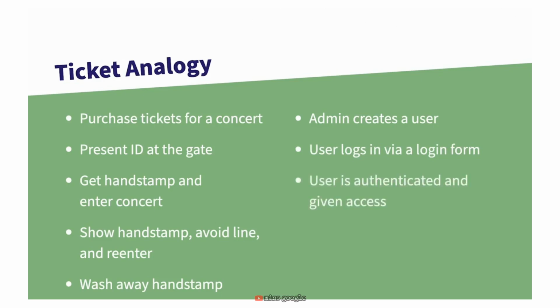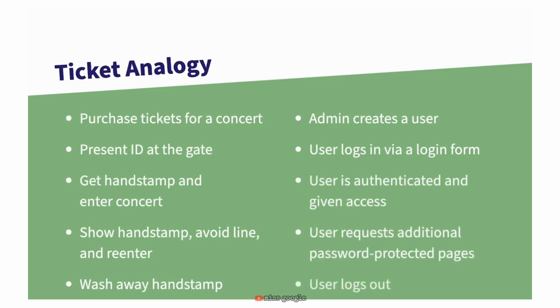When the user requests the additional password protected pages, well, that's like showing your hand stamp. Because you have that hand stamp, we know that you're allowed to be there. And then finally, when a user logs out, it's like washing away the hand stamp. It essentially says that at that point, you're no longer allowed to be there and you would need a new ticket, or in this case, to visit the login page in order to get back in again. Now that we have the big picture, let's walk through each of these steps in a bit more detail.